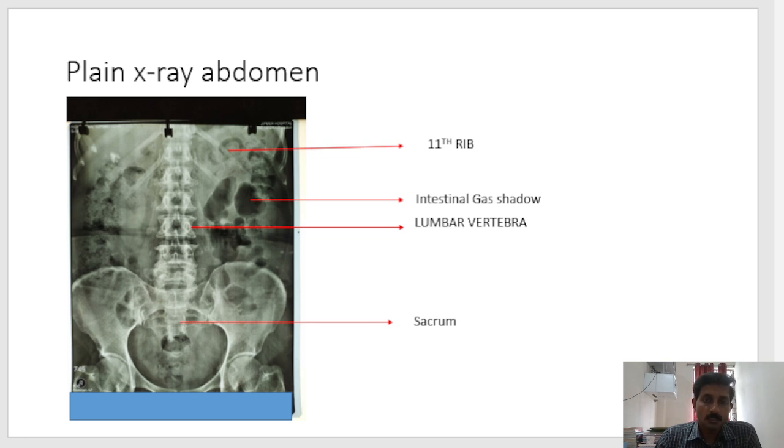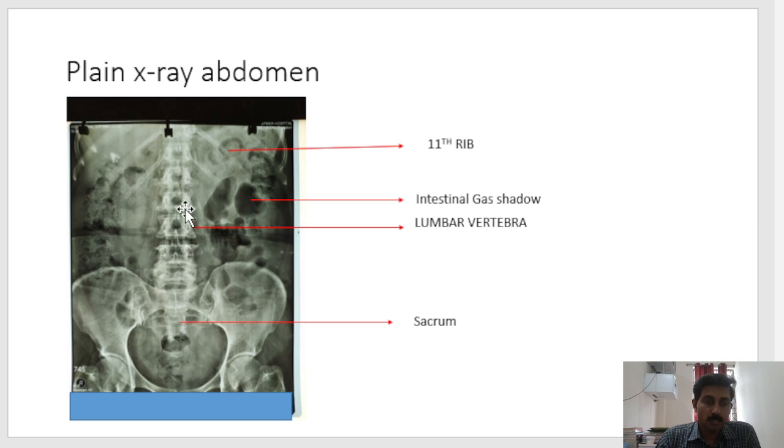Now in this slide, what are the things we will see in a plain X-ray of abdomen? First is the 11th rib. Always count the ribs from the lower part, don't count from above, it can mislead you. So we have a rib present here, that is the 12th rib. So above that this will be the 11th. So we have the 11th rib and 12th rib. And we have a black shadow that is called intestinal gas shadow. This is the term we should use, intestinal gas shadow, because they are different grades of gray. So we call it intestinal gas shadow, the air present inside the intestine.